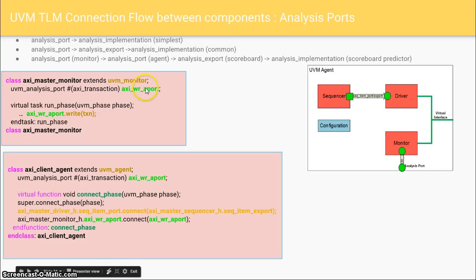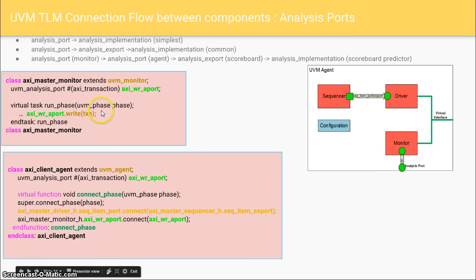So the first part is defining your own analysis port in the monitor. In the UVM monitor, this is how you will add an analysis port. Like UVM analysis port, you should parameterize that particular class instance with the type of transaction that is flowing through this analysis port, and you can give the name of the analysis port. So AXI WR port is a name that is given, which is this green circle.